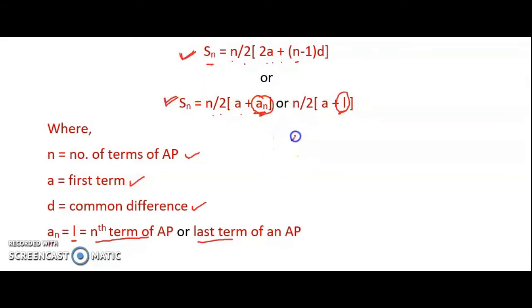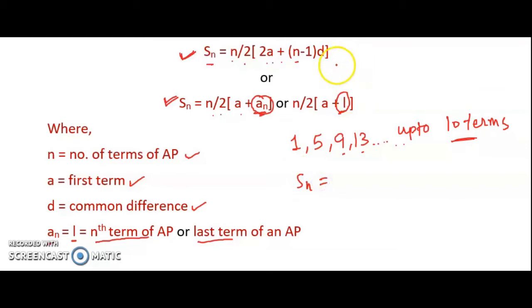Suppose you are given a series like this: 1, 5, 9, 13, and so on. And if you want to find the addition of those numbers, for example, if I ask to find the sum of this series up to 10 terms, it means you have to add 1 plus 5 plus 9 plus 13 plus ... up to 10 terms. So if you want to find the sum of n terms of an AP, then we can use these formulas. We will solve this question based on this formula.